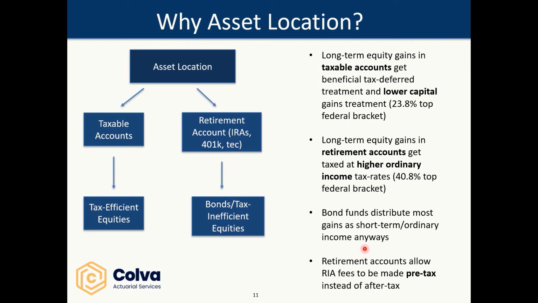because you get the benefit of tax deferral, for one. And those gains are already taxed at ordinary income rates. So if you were to invest in bonds and tax-inefficient equities within taxable accounts, you'd essentially be getting taxed at short-term ordinary income rates anyway. Investing these bonds and tax-inefficient equities in the taxable accounts means you're getting ordinary income anyway. The benefit of the retirement account is that you get to defer those taxes.